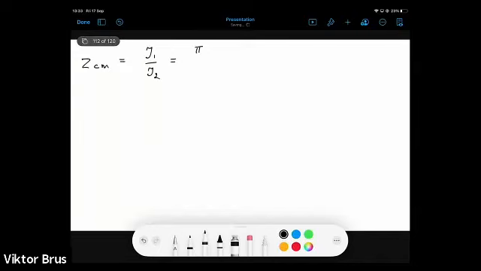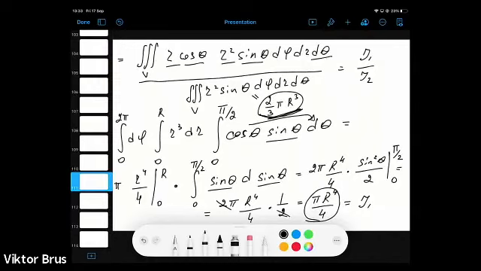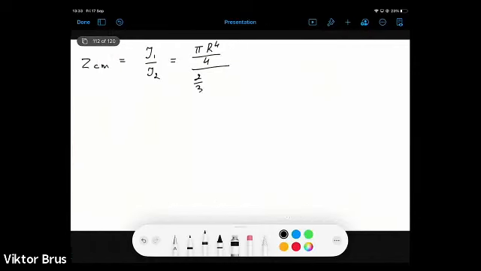This will be pi r to the fourth power divided by 4, divided by, let's check, 2/3 pi r to the third power. And from here, we can cancel this pi. We can move this 3 into the numerator, and these two will be in the denominator. And also we cancel this and this. So eventually we get 3/8 of r. So that is our answer.